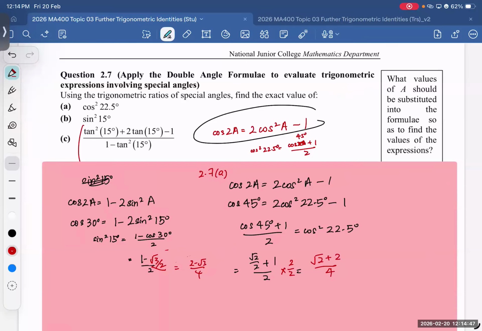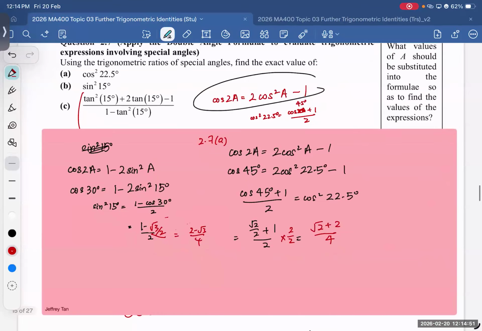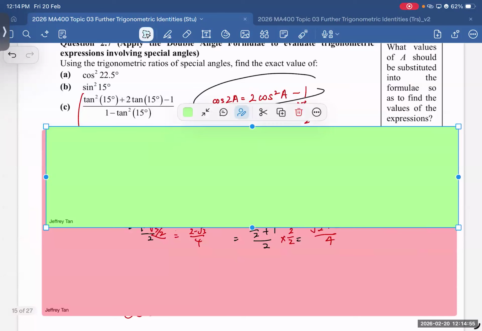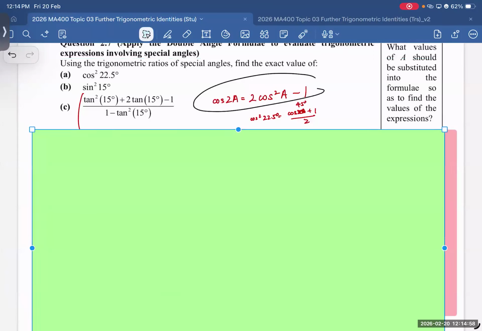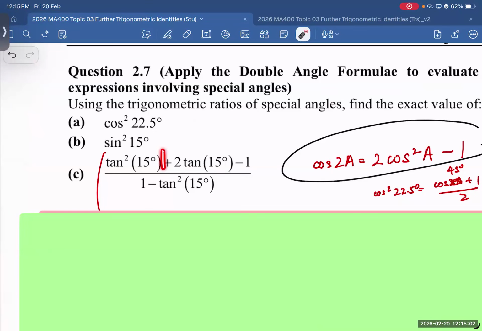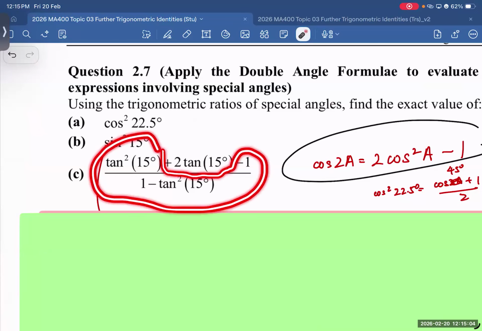Now, I believe anyone is stuck at 2.7c. 2.7c is going to be quite troubling for some of you, am I right? So let me share with you how I do it. Very easy. Once I show you, it's like a trailer that spoils the fun already. Maybe I just tell you, think of this first.